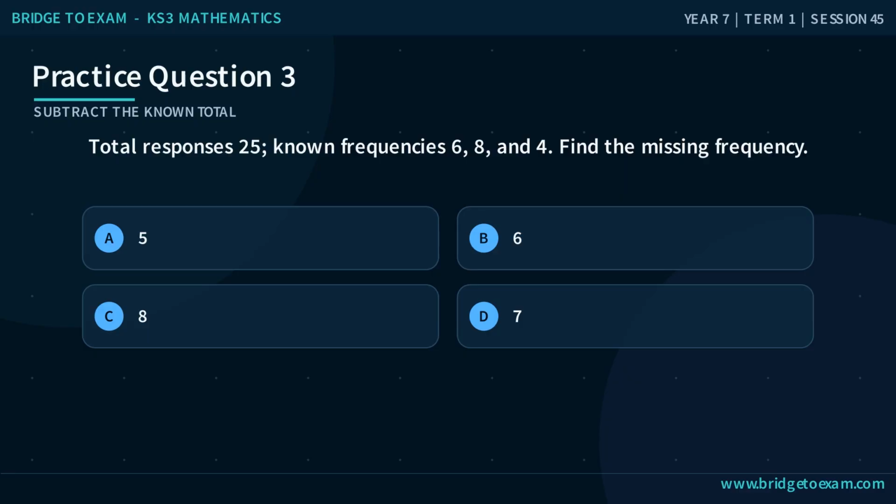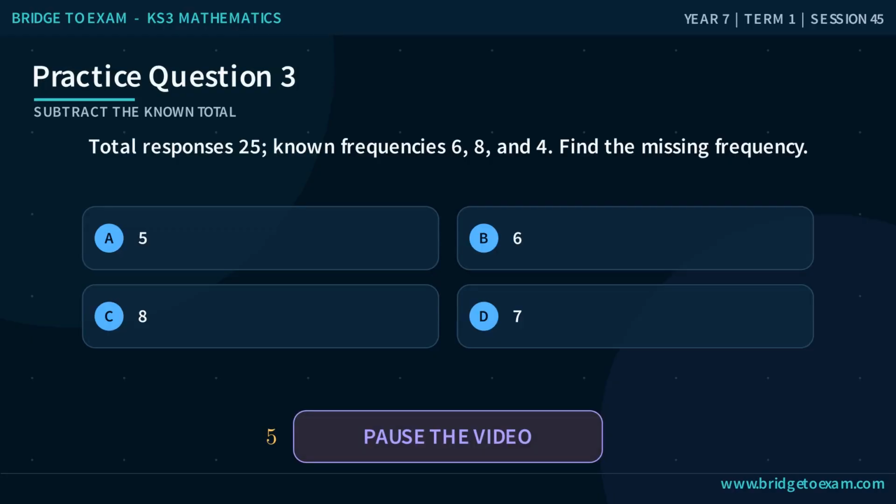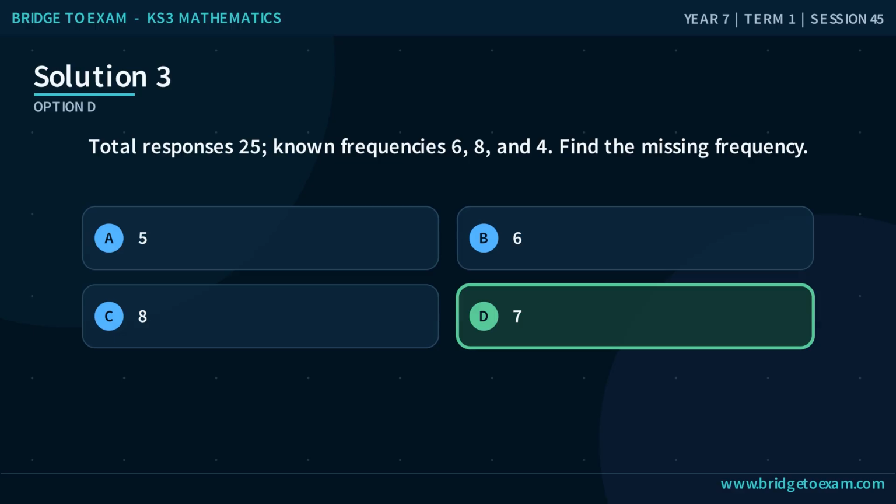Practice question 3. A survey has 25 responses. 3 known frequencies are 6, 8, and 4. Find the missing frequency. Option A is 5. Option B is 6. Option C is 8. Option D is 7. Pause. Subtract the known total from 25. Option D is correct, 7. The known frequencies total 18, and 25 minus 18 is 7.